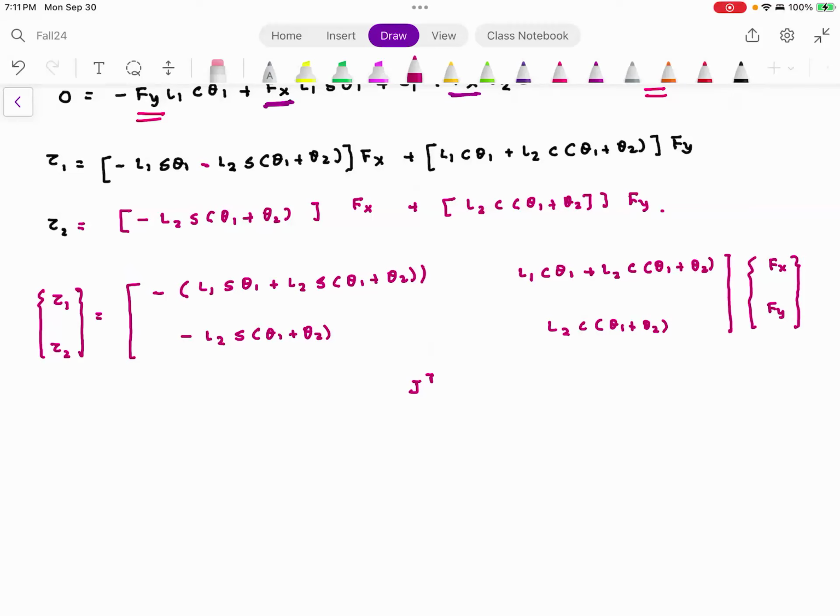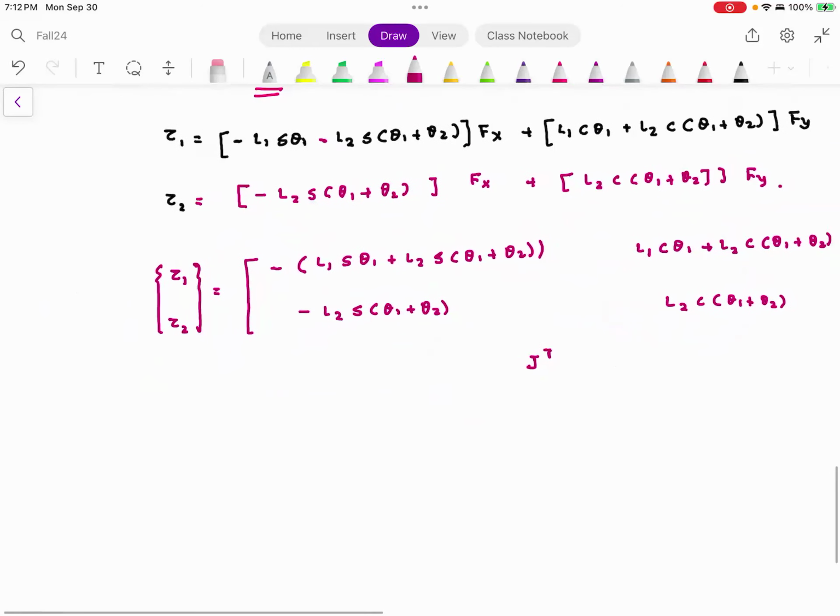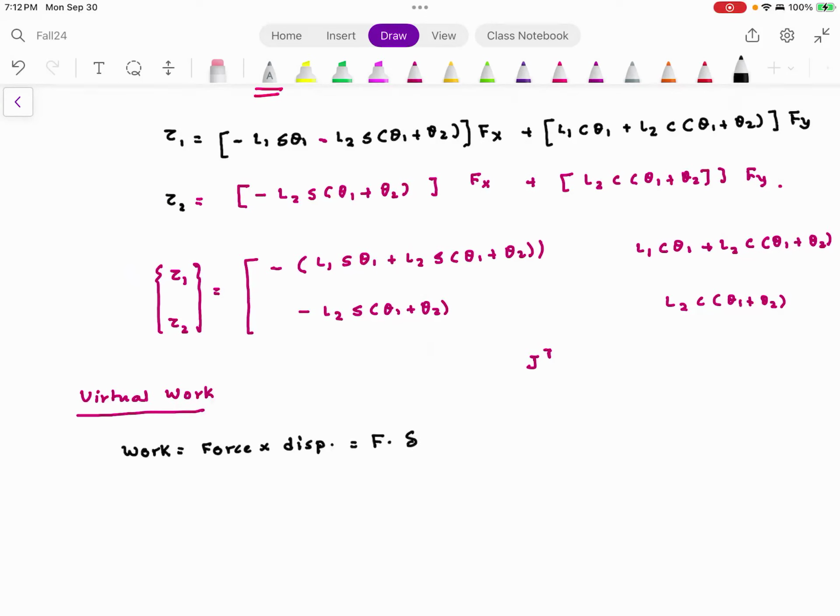And why does this happen? All this magic comes because of virtual work. Virtual work is an extremely important topic, often ignored in statics or mechanics of materials. Let me give you an example. What is work? Work is force multiplied by displacement, do you agree with me? Which is nothing but F multiplied by delta X. Work is also given as torque multiplied by the angular displacement, which is tau times delta theta.